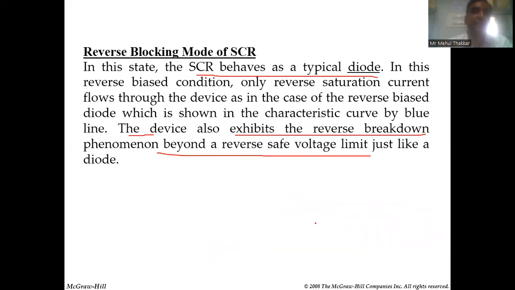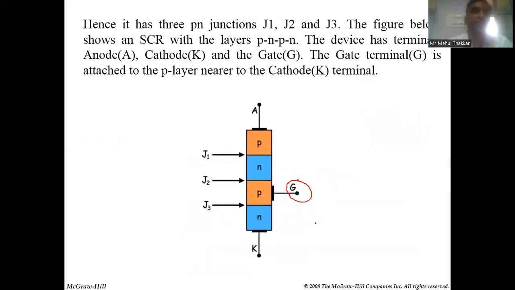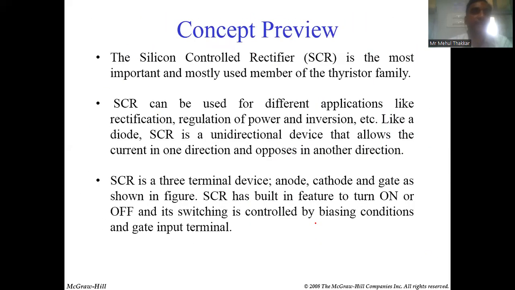So mainly the SCR is used for rectification purposes. As I said, it is used for higher power applications. In power electronics it is used for regulation of power. The SCR is used there.